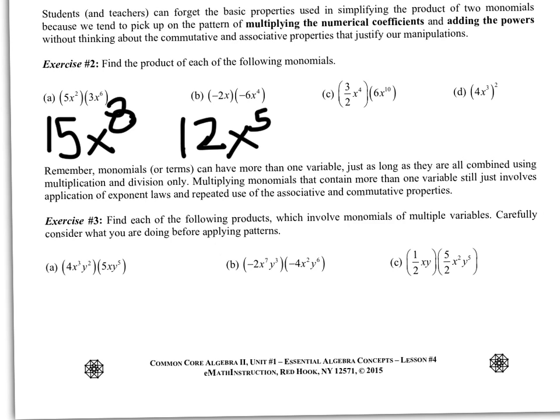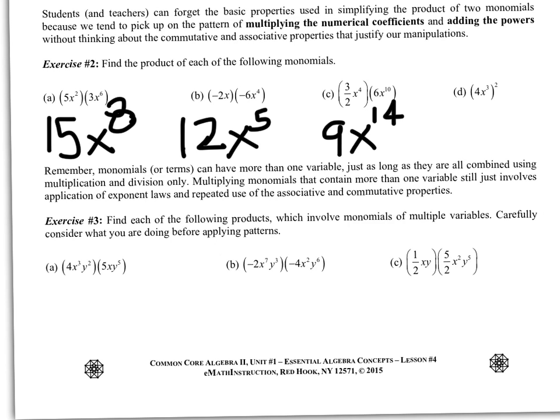Moving on to example C, 3 halves times 6. There are a couple of different ways you can do this. You could multiply the 3 by the 6 to get 18 and divide by 2 to get 9. Or you could do 6 divided by 2 first to get 3 and multiply it by this 3 to get 9. It's 9 either way. And now we can keep the x because that's a common base. They're both x's, so we can keep that base and add the exponents. 9x to the 14th would be the right answer.